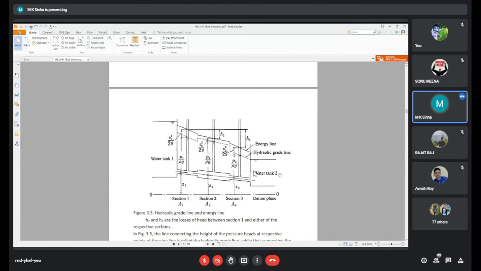Here, see, the water flows from the tank, from 1 to 2, passing through pipes of different cross sections. Then at section 1, the pressure head is P1 by rho g, and the dynamic head, the velocity head, is V1 square by 2g.